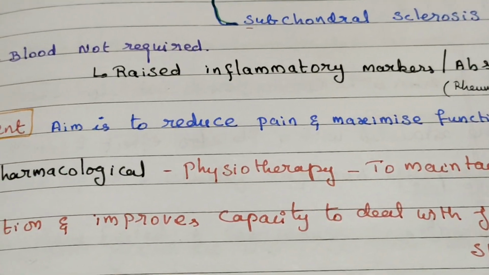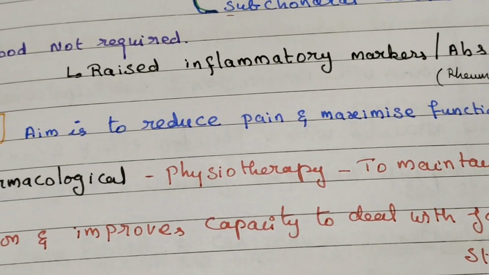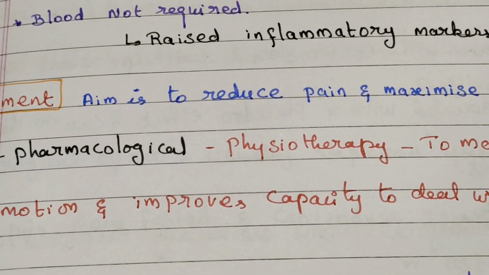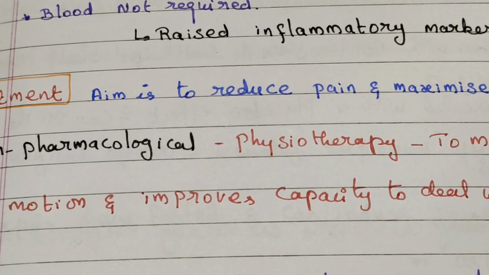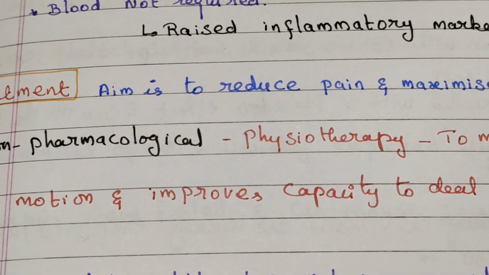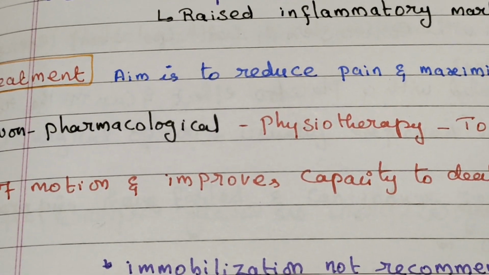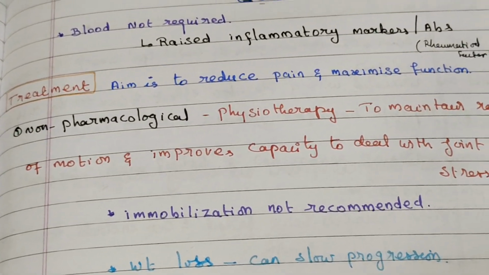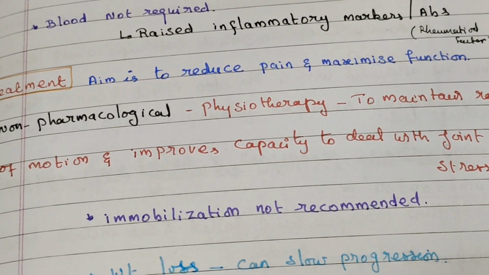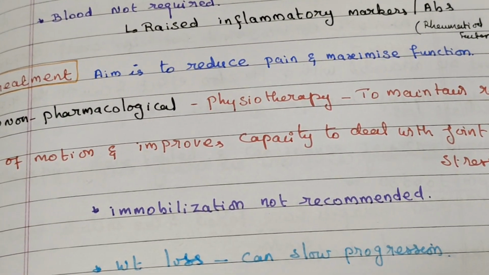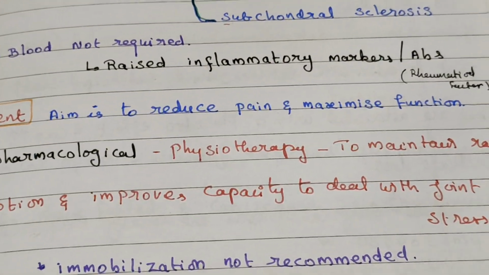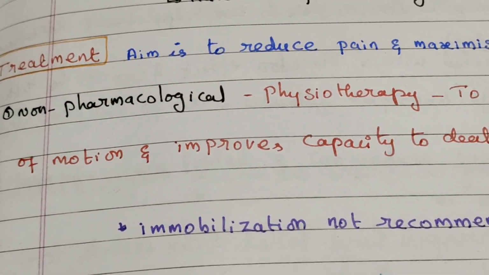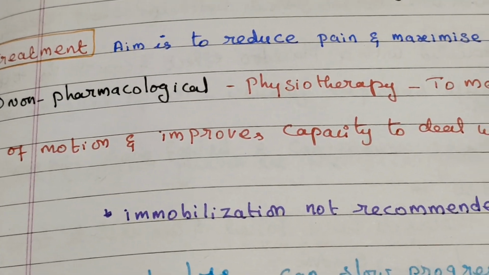Then a blood test is not required, because in this case it would only be used to raise inflammatory markers. Presence of other markers like rheumatoid factor or antibodies may point to an alternative diagnosis like rheumatoid arthritis. So finally, treatment is primarily aimed at reducing pain and improving function. We classify treatment into 3 sets. First non-pharmacological, second pharmacological, then surgery.